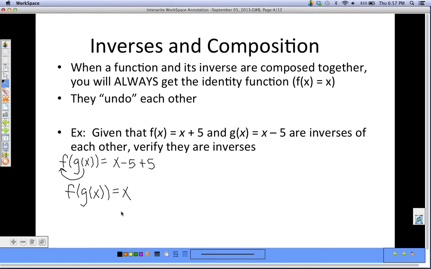But it also needs to work the other way. So we need to now take g and plug f of x into it. So once again, f goes into g of x. Right away we see x again. So we go ahead and we say x plus 5, and then we put our minus 5. Well, we can see once again our 5's will cancel out, so we have g of f of x equals x. So yes, these are inverse functions.